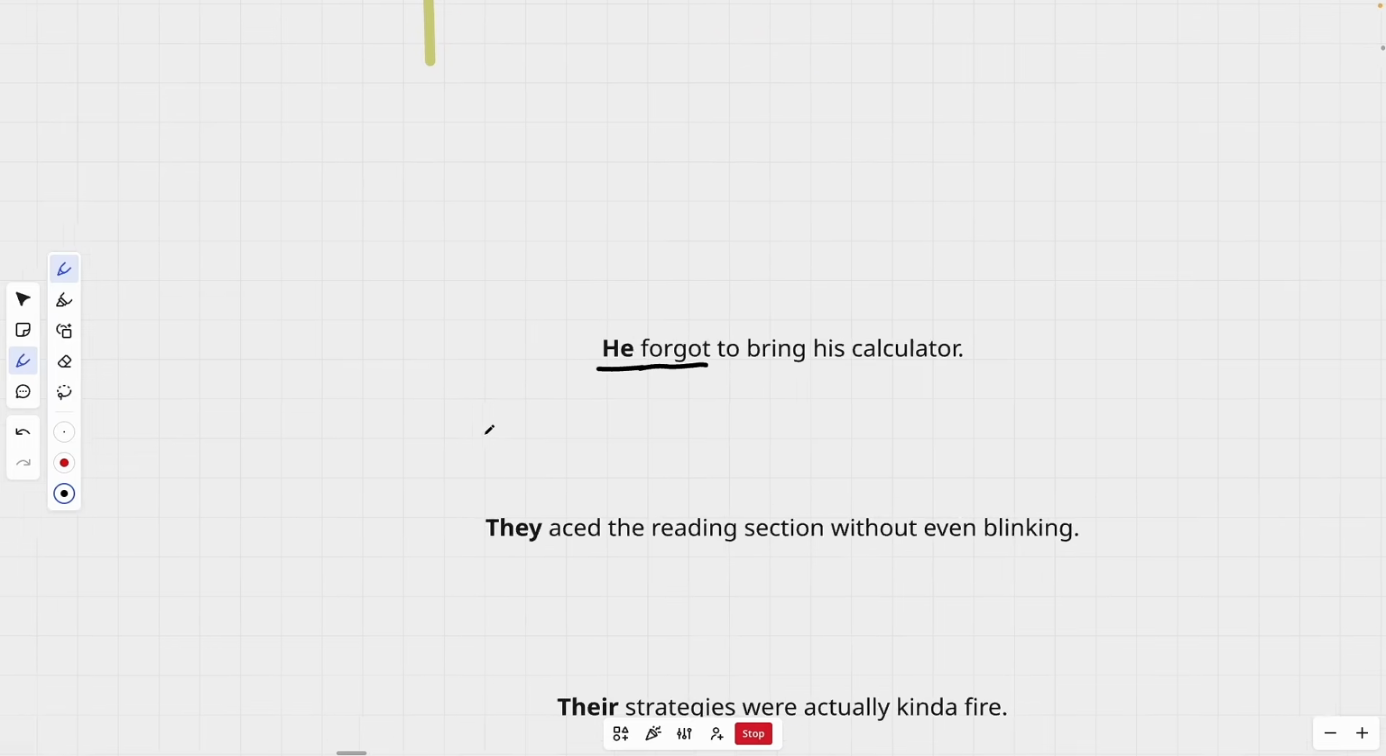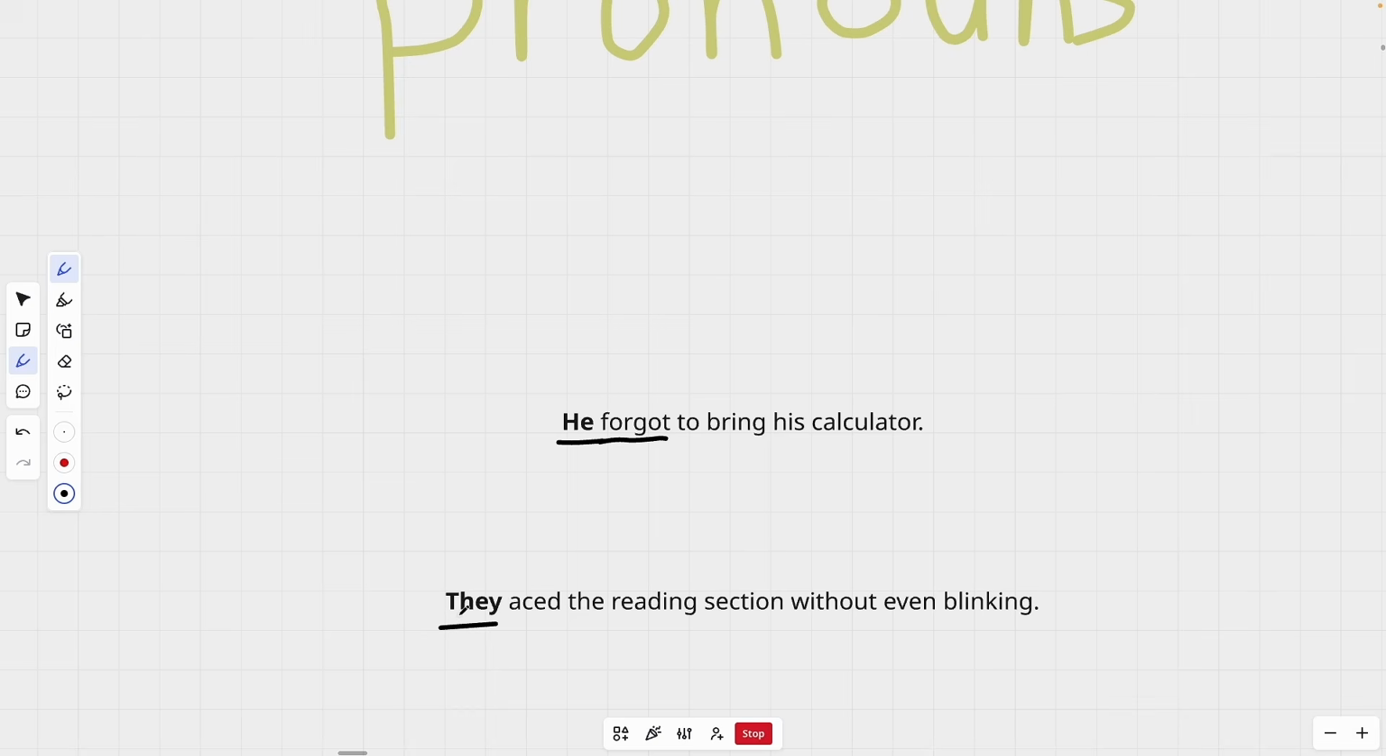But you also have to keep in mind the word they. For the SAT, you have to use they only as meaning plural. "They ace the reading section" is talking about multiple people, and that's what it would have to be.